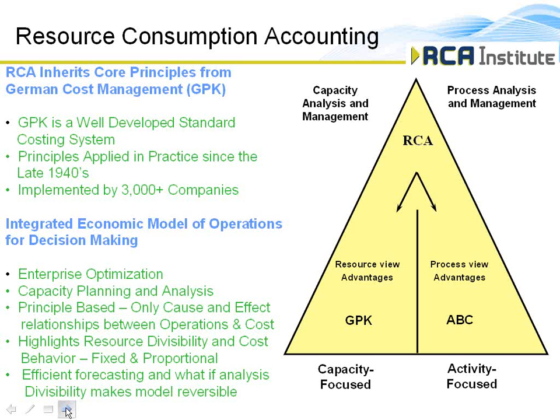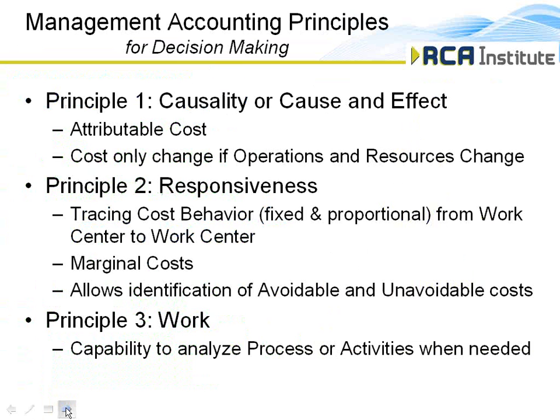RCA acquires additional principles and capability by integrating a strict form of activity-based costing where detailed process insights are needed. Resource consumption accounting creates an integrated economic model of operations for decision-making by first modeling operational resource flows throughout your organization and then applying cost. This improves its usability and maintainability. It becomes an operational tool rather than an accounting or finance control mechanism. Let's delve into the principles.